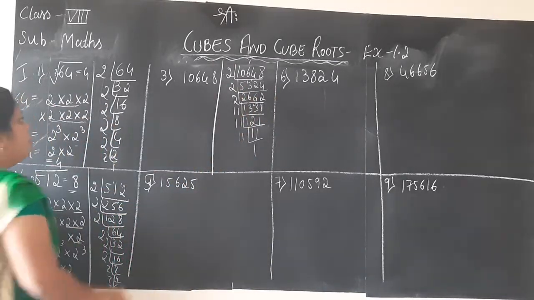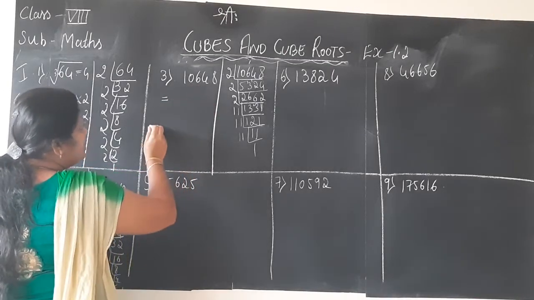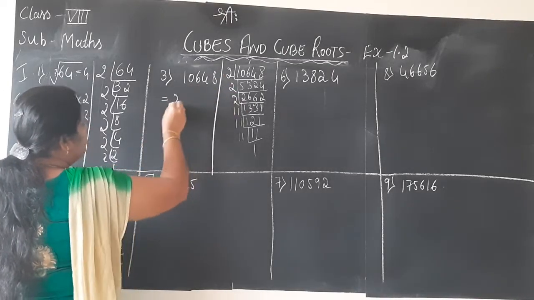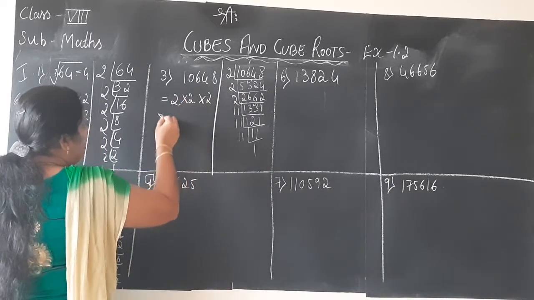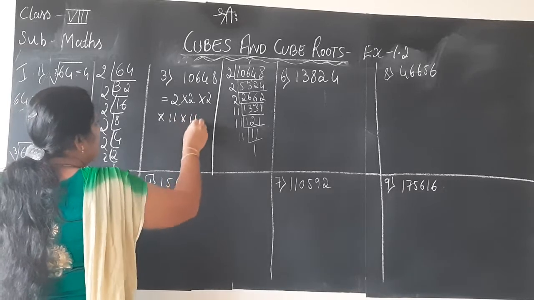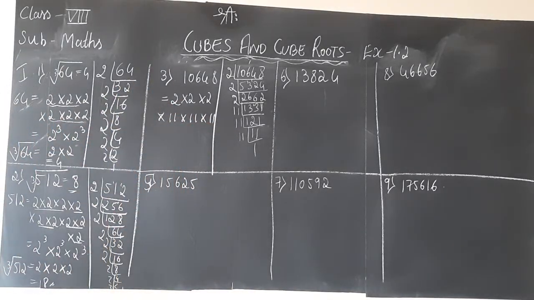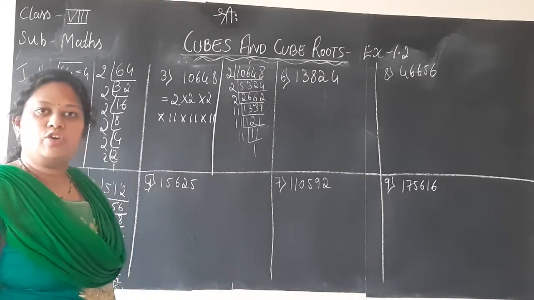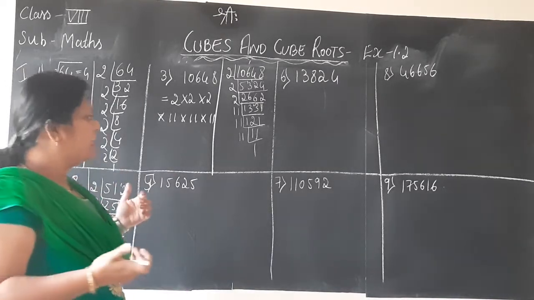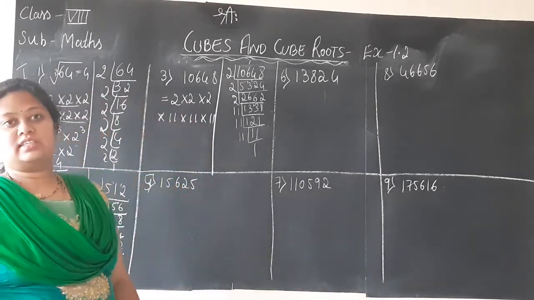Now what is 10648 equal to? It is equal to 2 multiplied 3 times and 11 multiplied 3 times. When you do so, you get 10648. Look how big the number is, 10,648. Its cube root you will find. Again, as I said previously, you can have fun with your sisters and brothers.